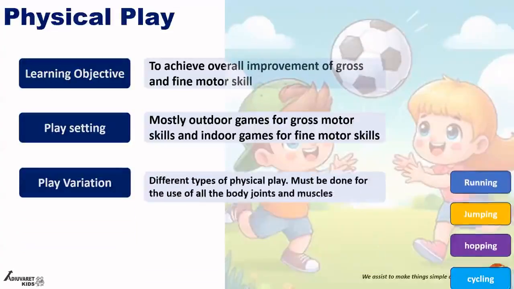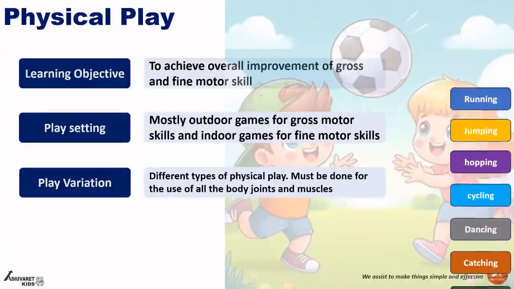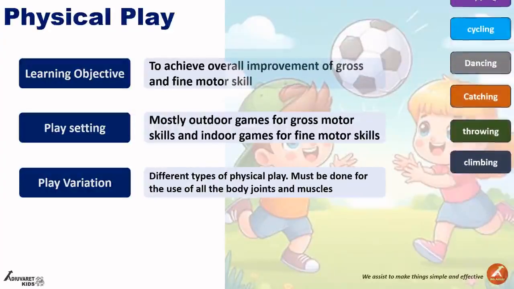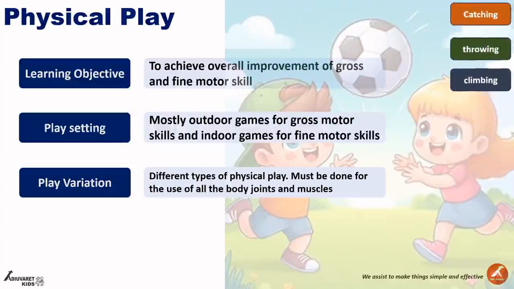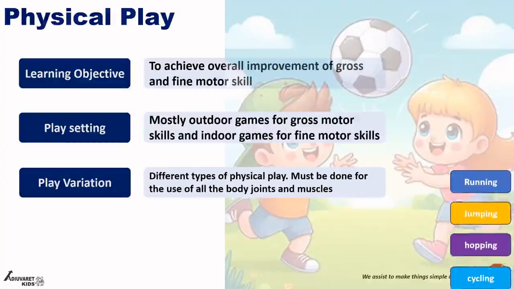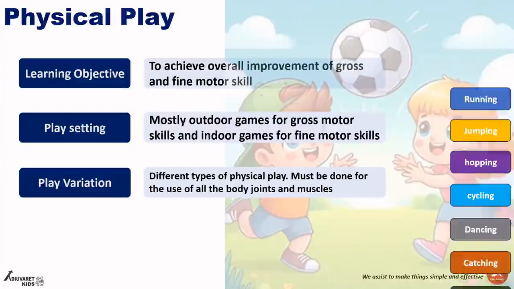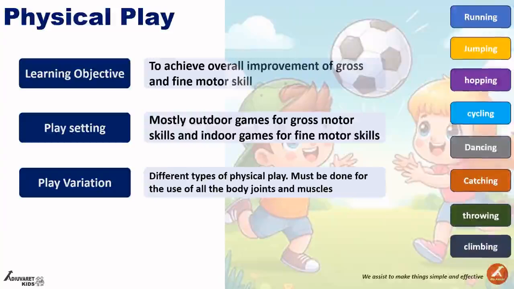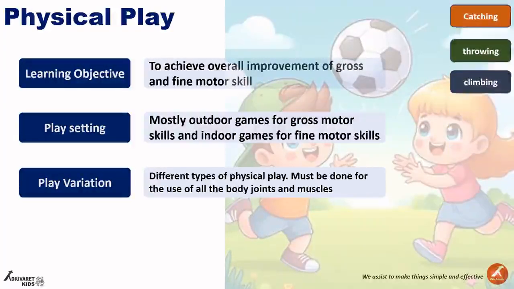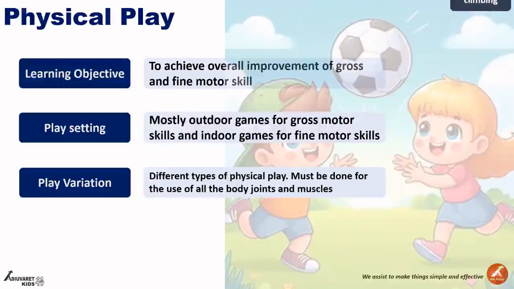Now coming to play variation, the different types of physical play. As we know, in gross motor skills our various body joints and body muscles are used. So play variation has to be done either in terms of intensity or in terms of different types of play. But what is important is that all the joints and muscles must be used in any kind of physical play we introduce in preschools.